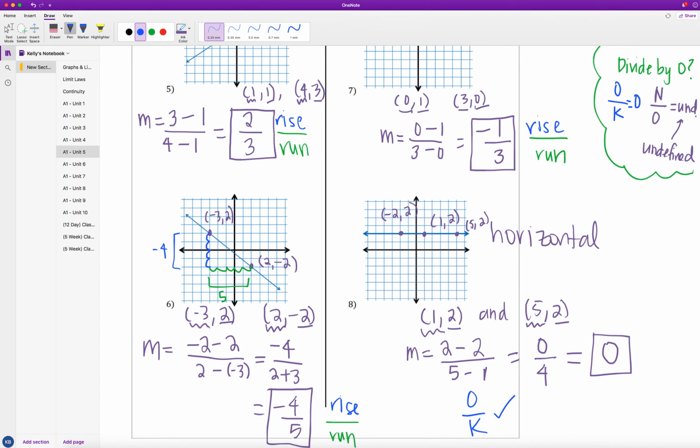Now let's think about this from a graph standpoint. What that's representing is the fact that I have no rise. I did not go up and I did not go down. And when I look at that line, that makes sense, because it's a horizontal line, there is no place to go up or down.